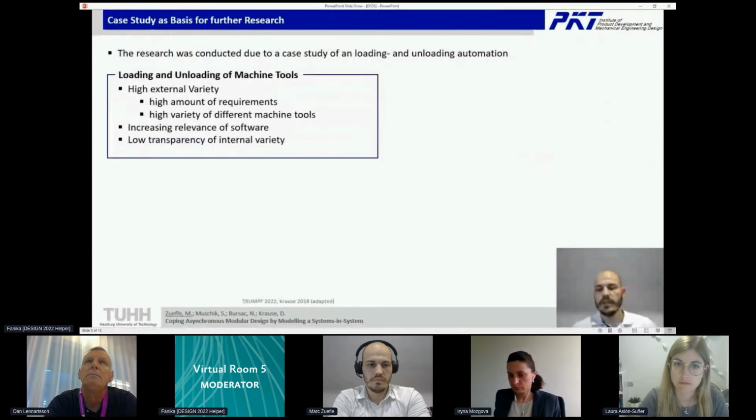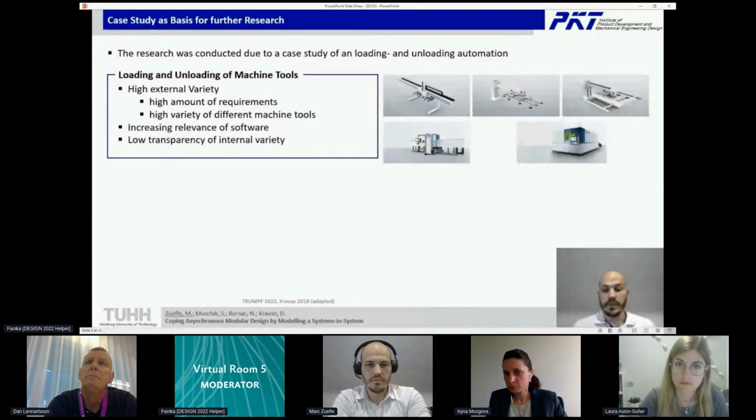So we started with a case study to investigate the circumstances. This research was conducted with the case study of loading and unloading automation, as you can see in the pictures on the right. On the left side, you can see all the circumstances: high external variety, increasing relevance of software, and low transparency of internal variety.